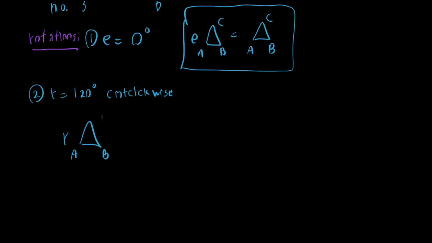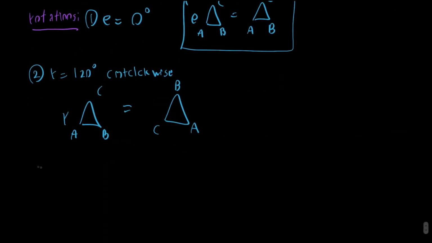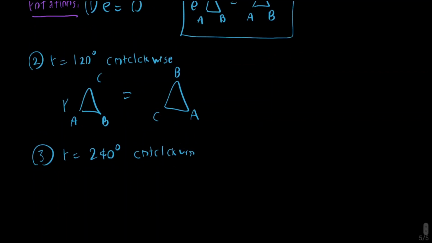So if we apply it to our triangle, then the vertices will swap in this way. So B will go in place of C, and then C will go in place of A, and A will go in place of B. And the third rotation which we can think of is a 240 degrees counterclockwise rotation. And let's call it rho.